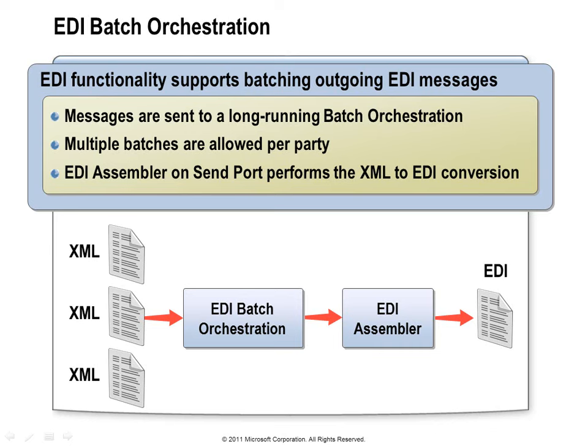Now, a given party can have multiple batches identified with different criteria. It may be that we've got different kinds of messages that are getting batched up or different interactions that we want to do batching on. And so we can configure multiple batches on those parties, each one with different criteria, and ultimately that EDI assembler does its job of batching those things up, creating the envelopes, and getting that document prepared to be sent out.